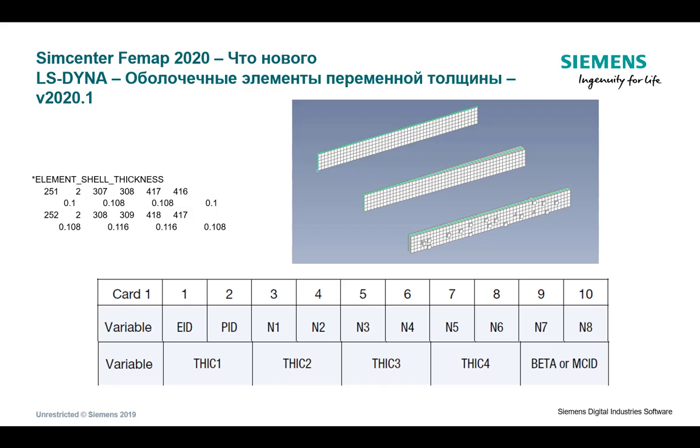Again, much like we did for ANSYS, we also added support for variable thickness shell elements for LS-DYNA in version 2020.1. And what this is going to do is write you the star element shell thickness entry.